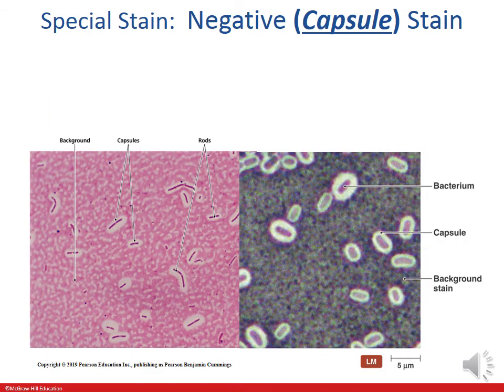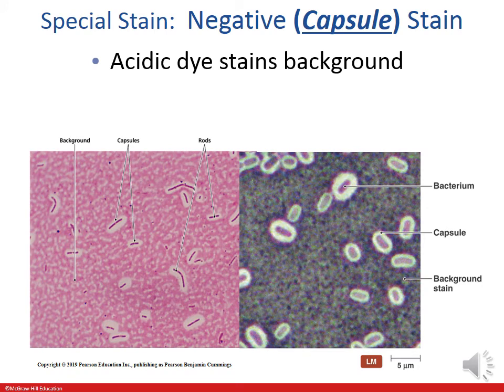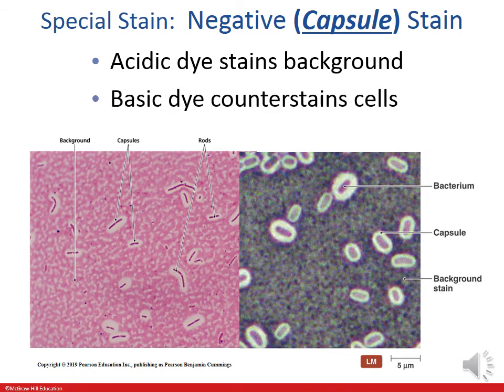The capsule stain is called a negative stain because it actually uses two kinds of dyes. It uses an acidic dye that is repelled by the cell, and it sticks to the background of the slide. The basic dye is then added, and very often they'll use a red dye called eosin. The acidic dye is something called nigrosin. That black dye on the background on the right side there is probably a nigrosin stain.